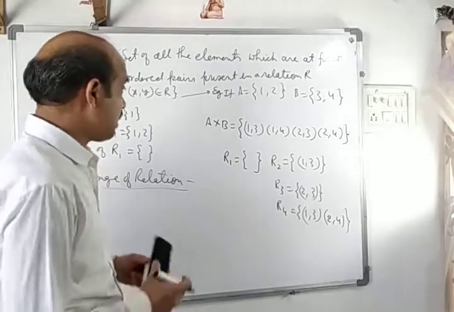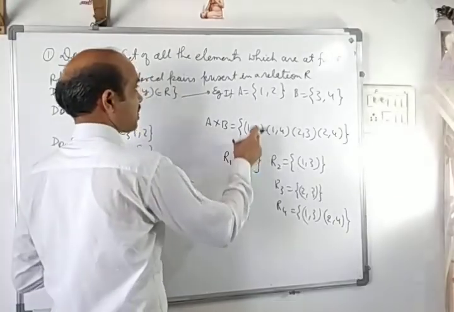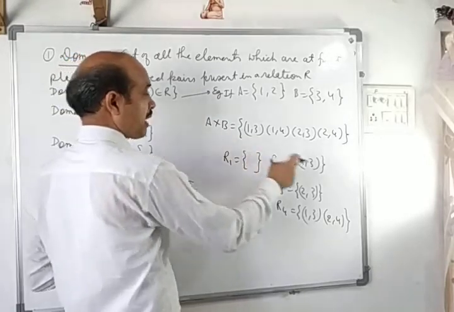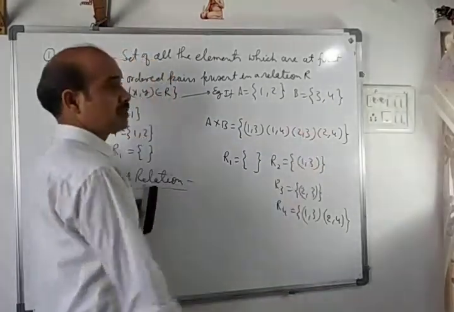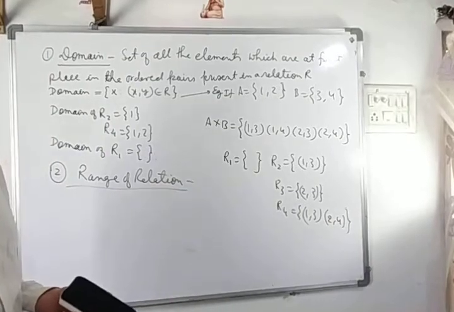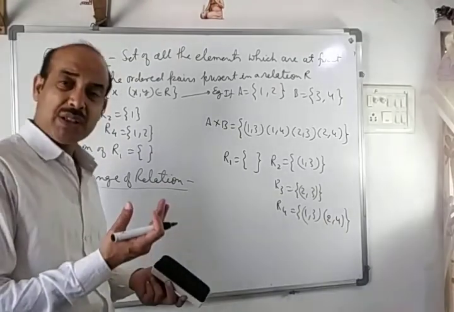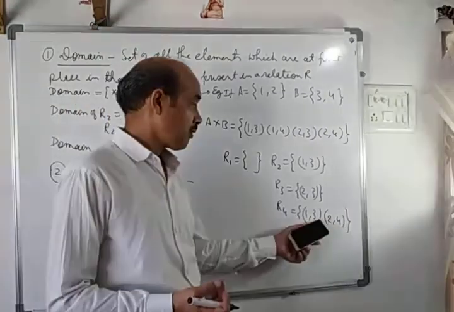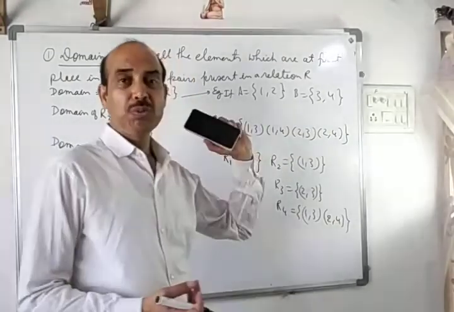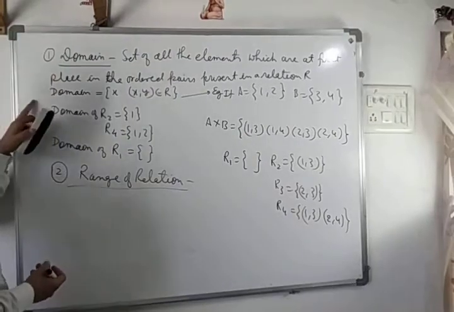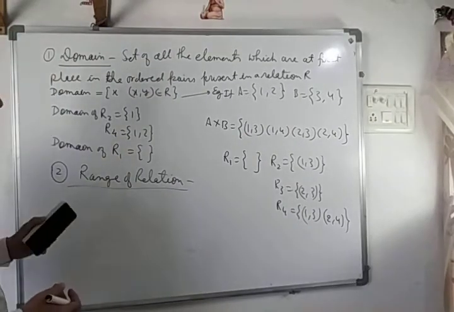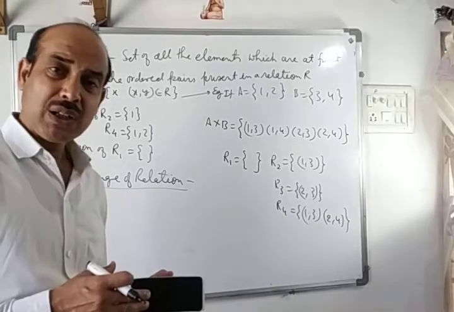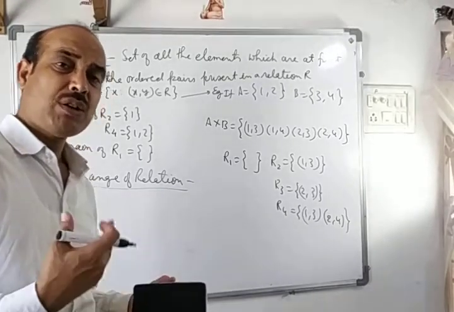Again, like domain is a subset of A, as I discussed earlier, similarly range will be a subset of B. Subset means it may be smaller than B or it can be equal to B. Like in this case, 3 and 4 are in range, which is equal to B. So we'll write after this: the domain and range both will be subsets of a set. Domain is for A and range for B.